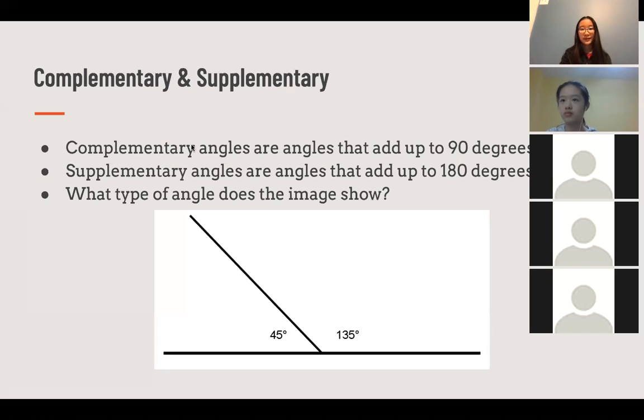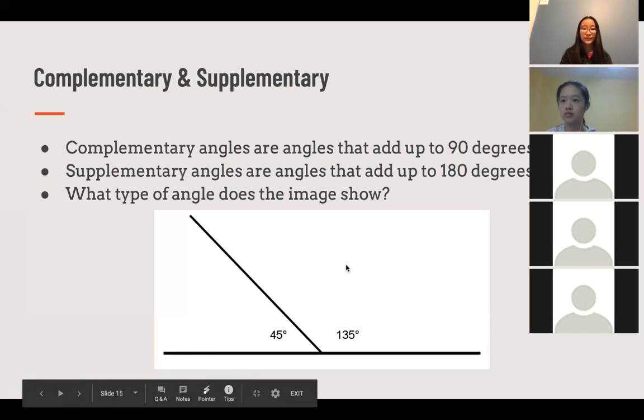All right, good. They are supplementary angles. And also this 135-degree angle would be obtuse, while the 45-degree angle would be acute.